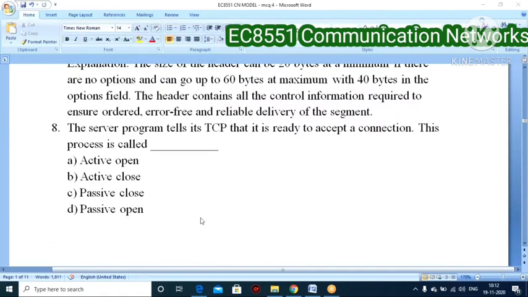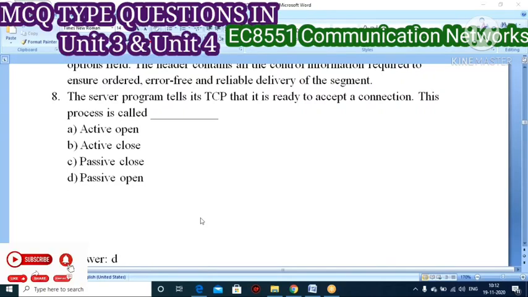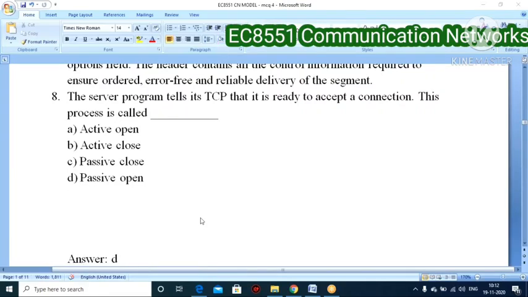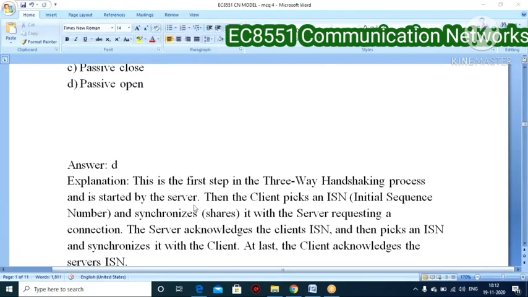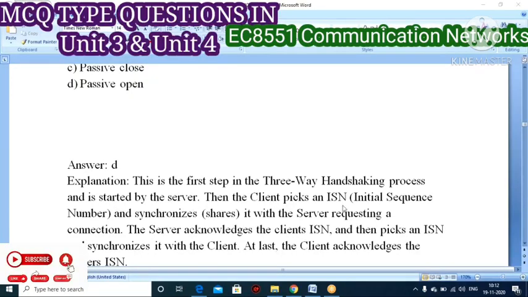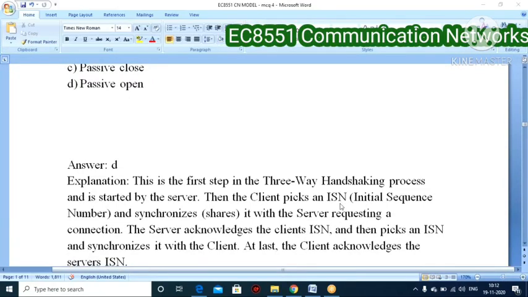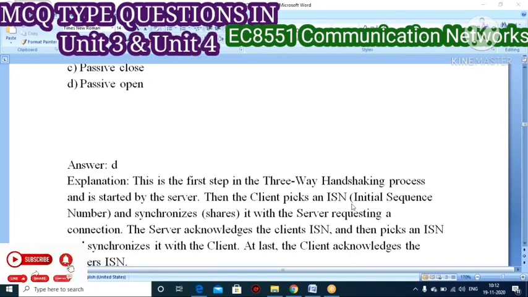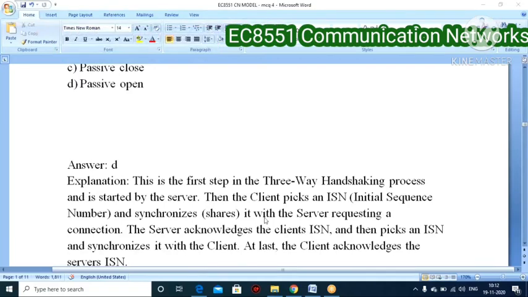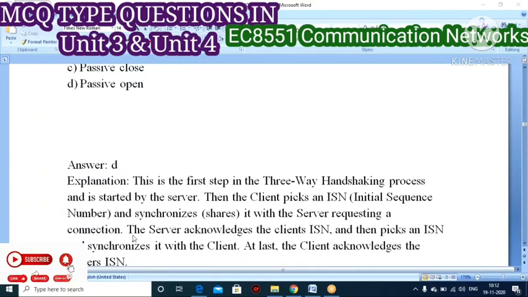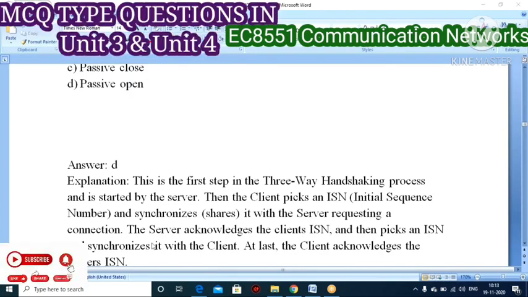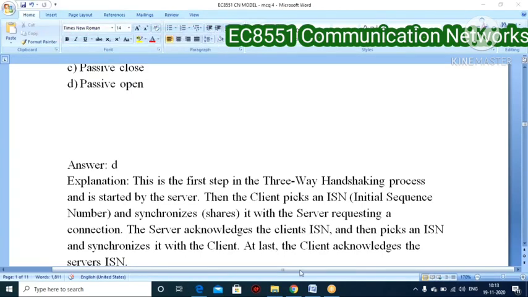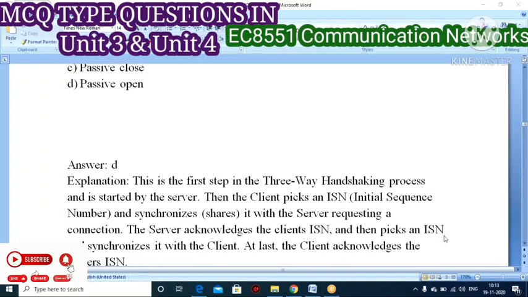Let's see the answer. Passive open, because it is the first step in the three-way handshaking process and it is started by the server only. Now the client picks an ISN, which means initial sequence number, and synchronizes, that is shares it, with the server, requesting a connection. So first who initiates? The server, right? Now the server acknowledges the client ISN and then picks its own ISN and synchronizes it with the client.